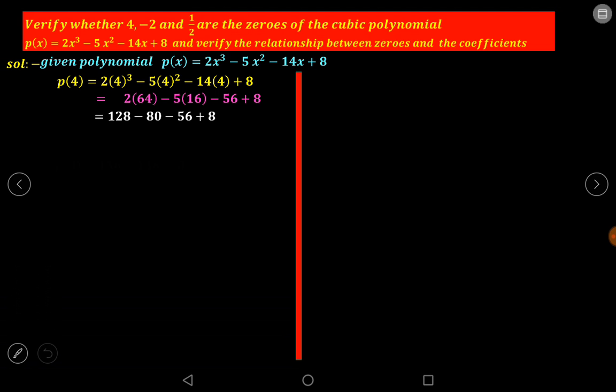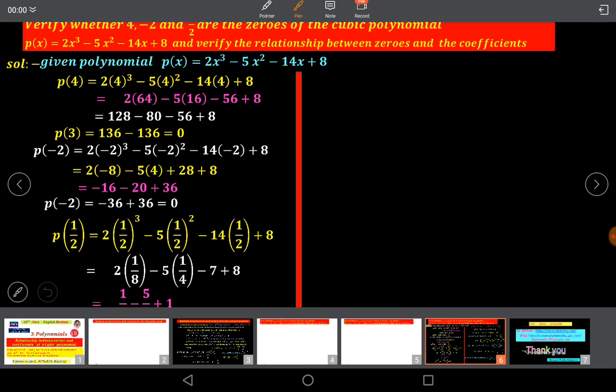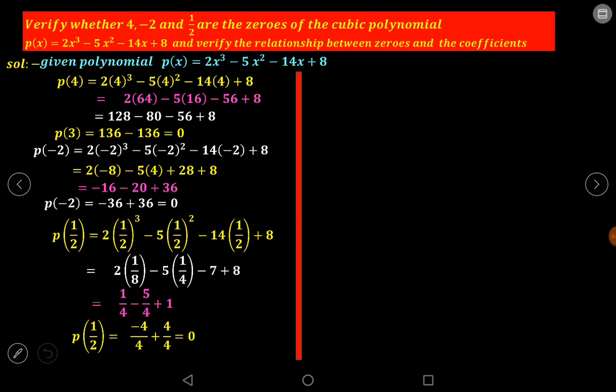Write the answer. Minus 4 by 4 plus 4 by 4 equals 0. Last one, these three zeros are verified.